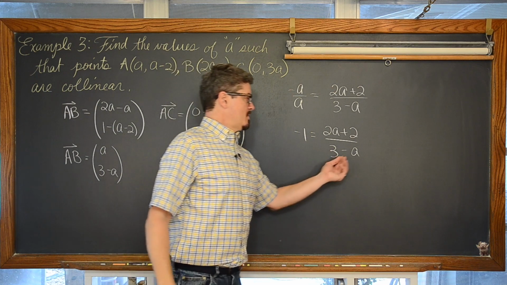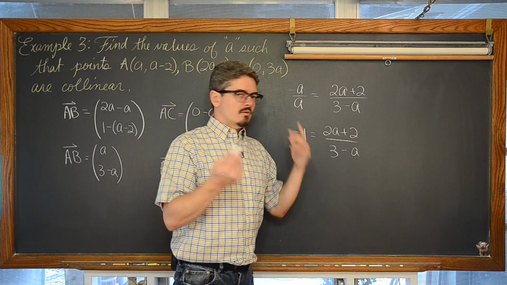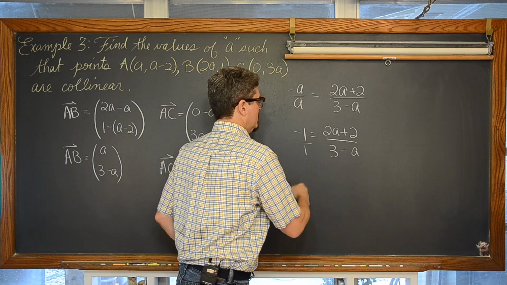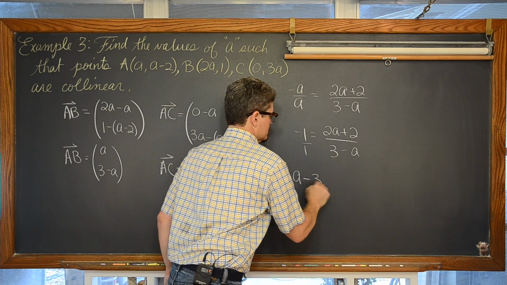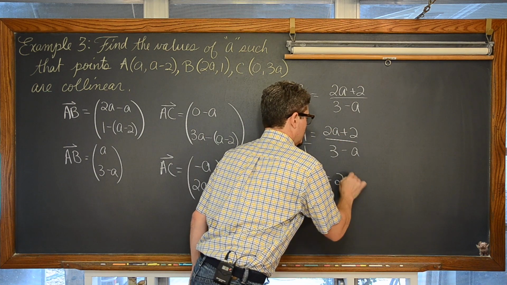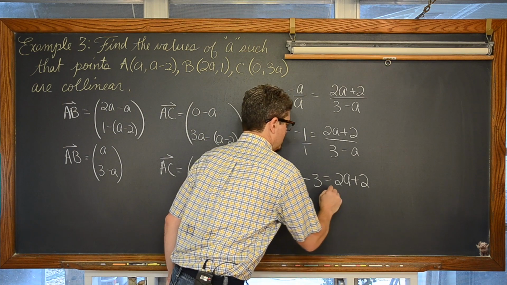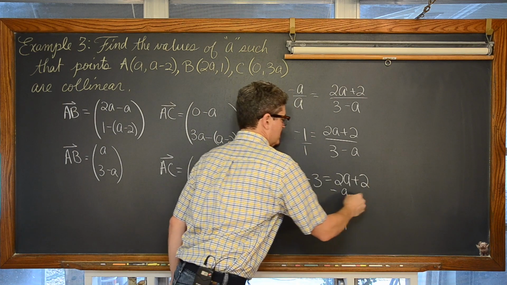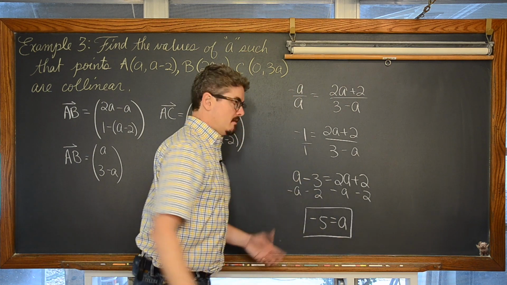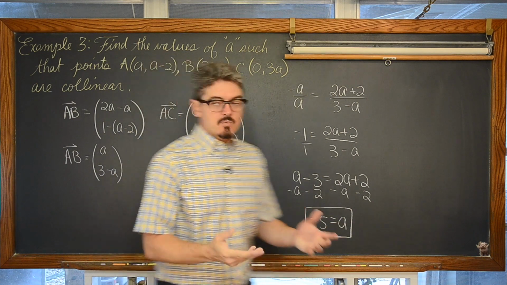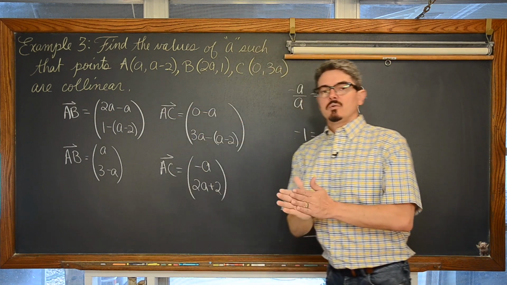Now you distribute that 3 minus a, you multiply that to both the left and the right-hand side of this equation. You may be calling that cross multiplication, with this being over 1. But we have negative 1 times negative a, which is positive a, and negative 1 times 3, which is minus 3, equals 1 times your 2a plus 2. Let's go ahead and subtract both sides by a, and subtract both sides by 2. And we have a is equal to negative 5. And that's what the question asks for. Find the value of a such that these points are actually collinear.